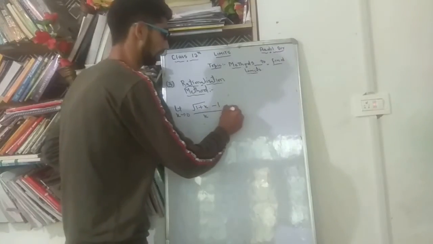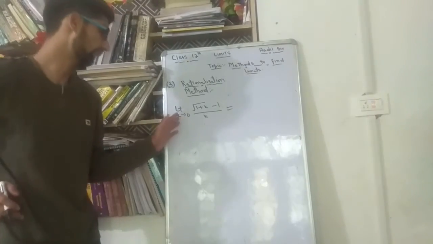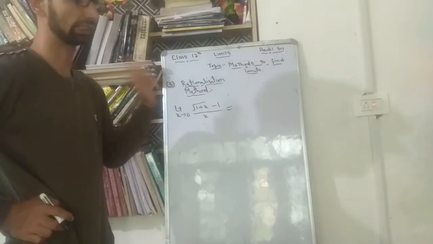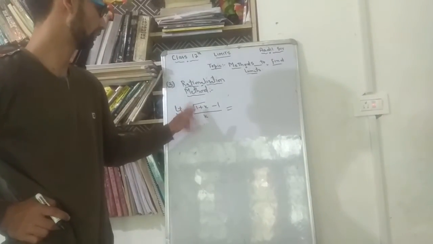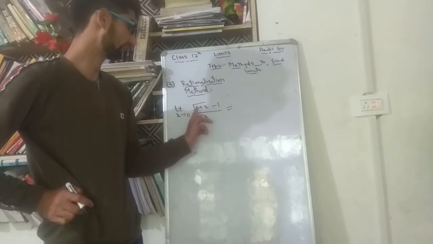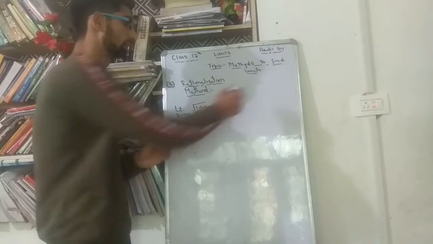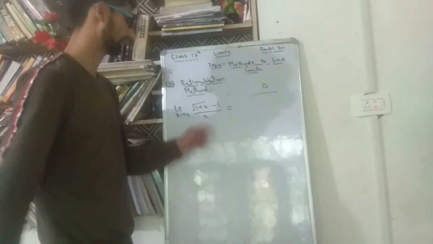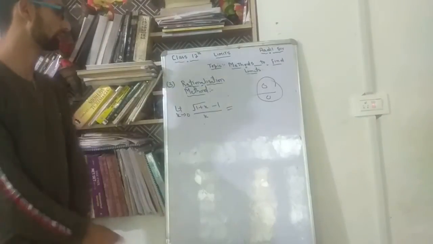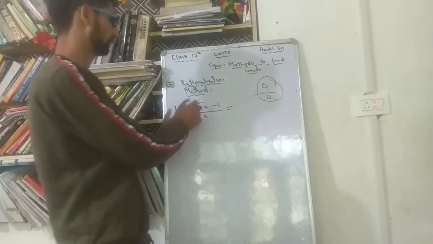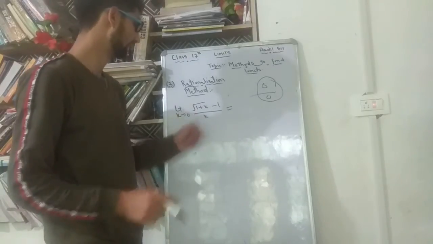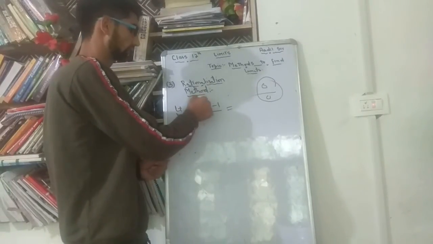You check here, beta. If I put directly the value of x, because our first method is to put directly the value of x as c, I will get here 1 plus 0, that is 1, minus 1, that will become 0, and divided by x is equal to 0, that is 0. It is indeterminate. The second rule says you have to factorize this numerator and denominator, but we cannot factorize this because it is difficult for us to factorize this root.